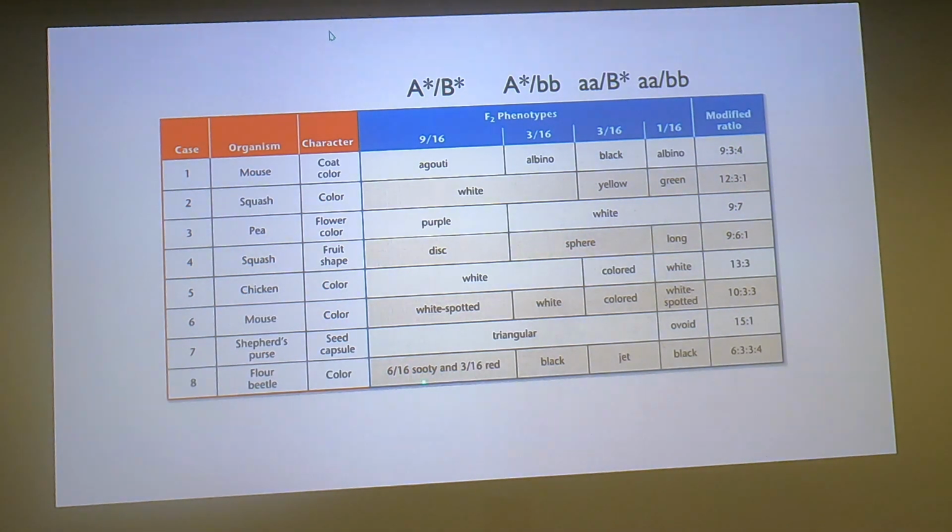Okay, here's a fun one. This is mice. Yeah, you've all seen white lab mice. There are also white spotted mice, and there are colored mice. The color means brown in this case. So you get a 10:3:3 ratio. How does that work?